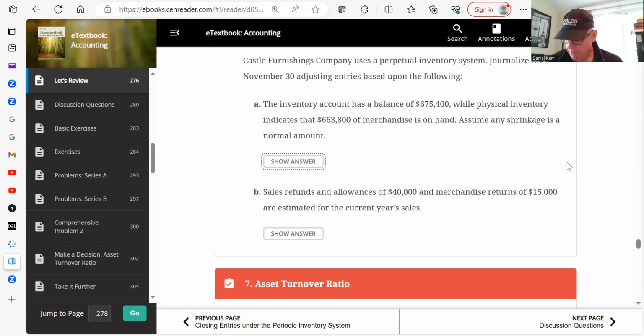So take a moment. I will give you a hint that this is going to involve two entries, but take a moment and try to come up with these two entries. Hit pause, write your answer, and then, and only then, come on back. See you shortly.